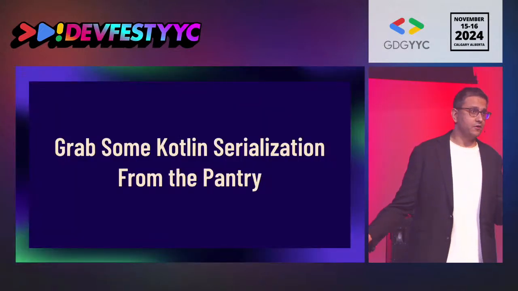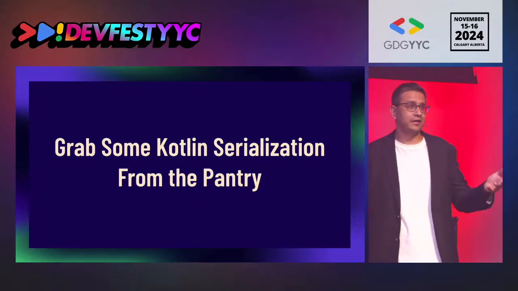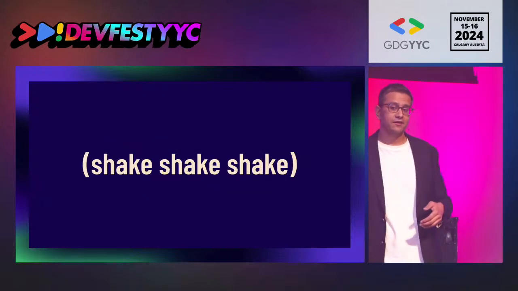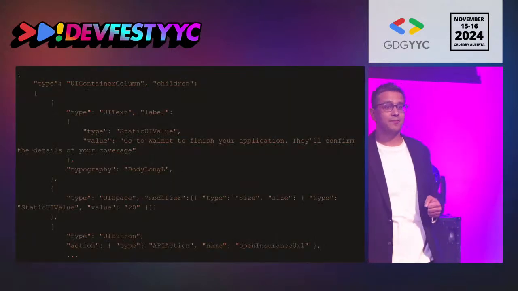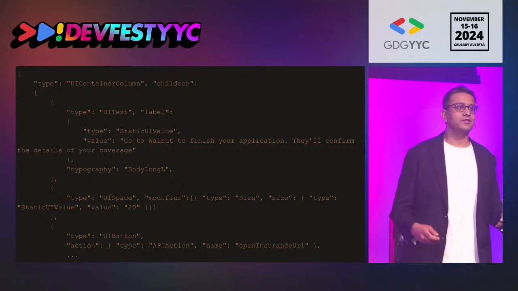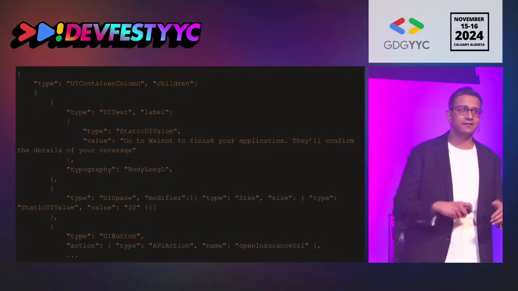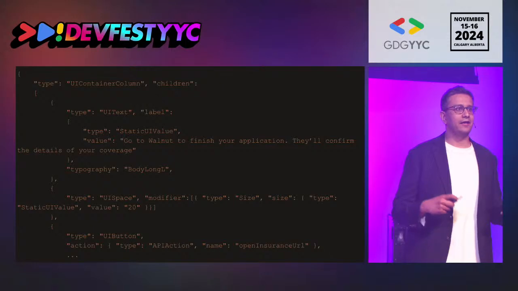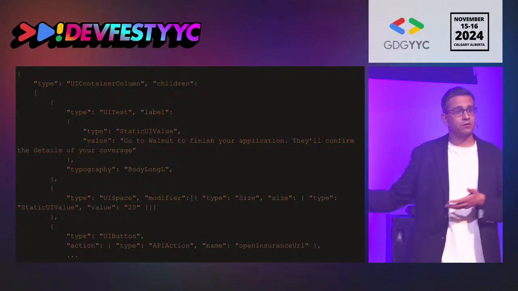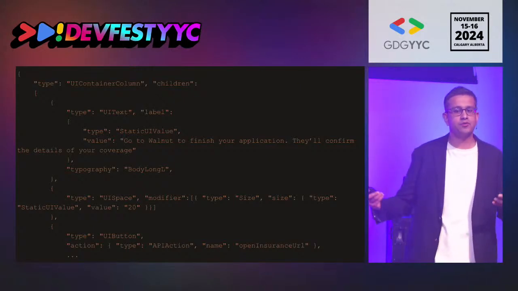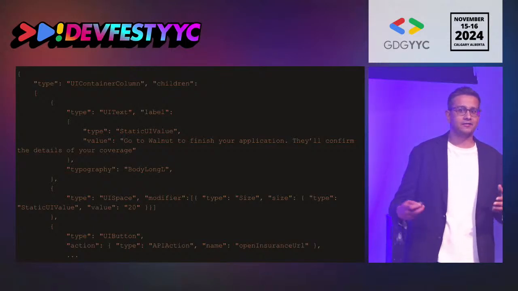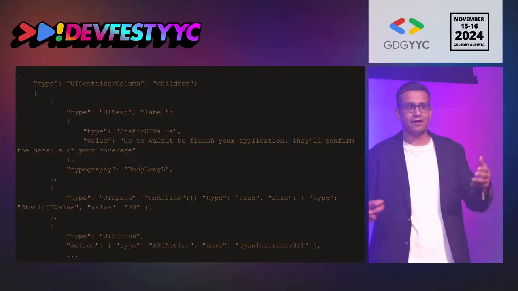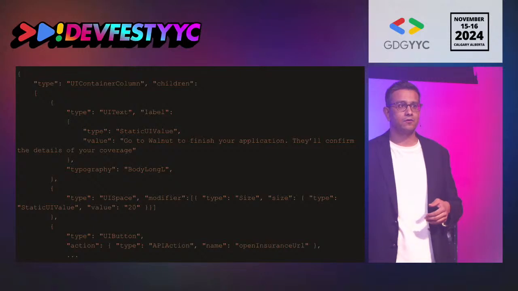So then what you do is you grab some Kotlin serialization from the pantry, you shake it a bunch, and then this is what comes out to the app. So the same column, the same text, the same space, the button, all of that is communicated over the air with JSON. And that's what the implementation looks like in part, right? So again, pretty straightforward. If I was a human being, I could easily read this. And I could debug and figure out if something's wrong or what it actually looks like. I can inspect it to quite a high degree.